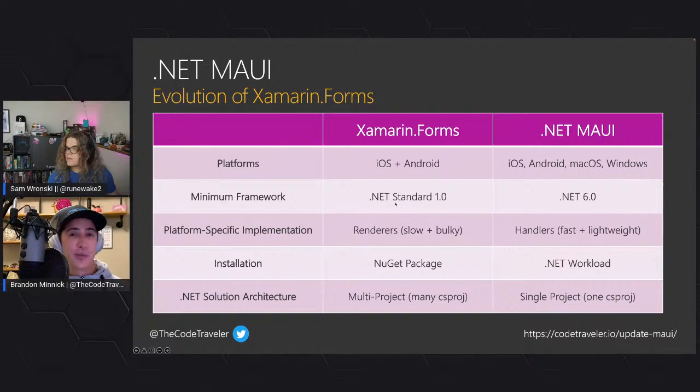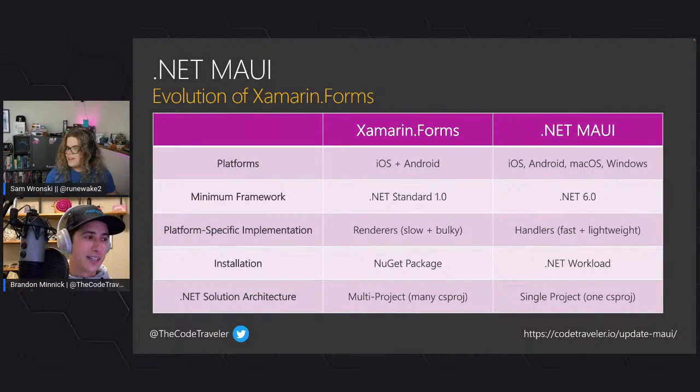Xamarin Forms was created a long time ago, back before even .NET Core or .NET Standard existed, but its minimum framework dependency nowadays is .NET Standard 1.0, whereas with .NET Maui, since we just introduced it in .NET 6, we've set .NET 6 as the minimum framework. This way we get to take advantage of all of the goodies that we've gotten in .NET 5, .NET 6, along with all the incredible performance improvements that have come.